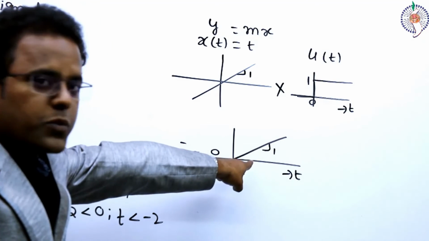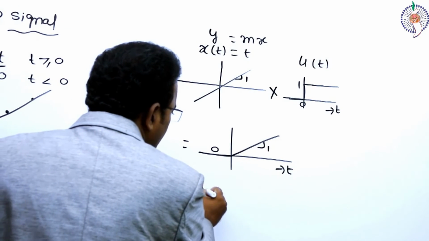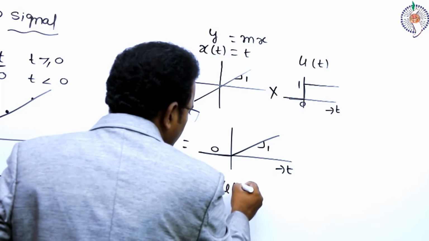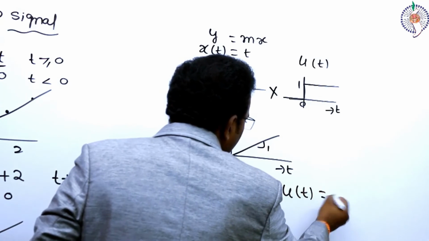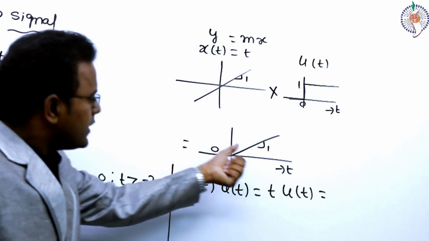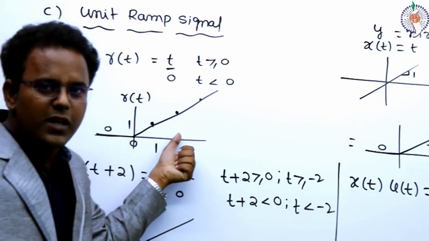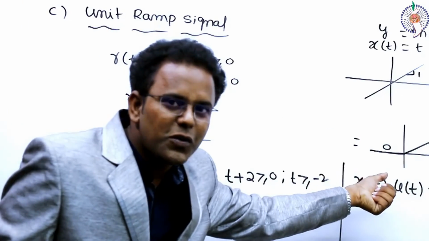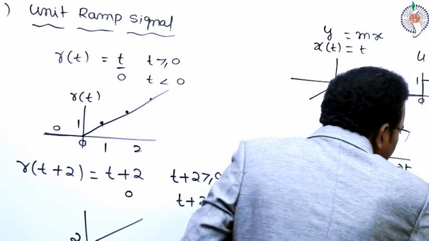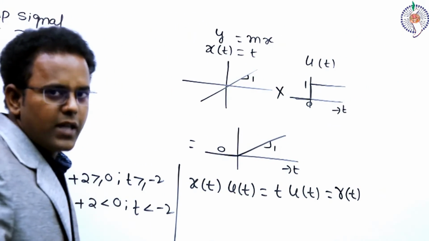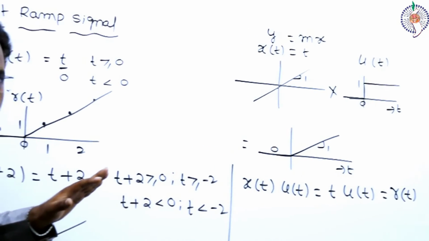If you are able to observe this, what is this? This is nothing but x of t multiplied with u of t. What is x of t? t. So t multiplied with u of t. This looks like the r of t waveform, or not? Please observe. Is there any difference between these two? No. Same as r of t. That is the first point I am saying: ramp signals exist for arguments greater than or equal to 0.